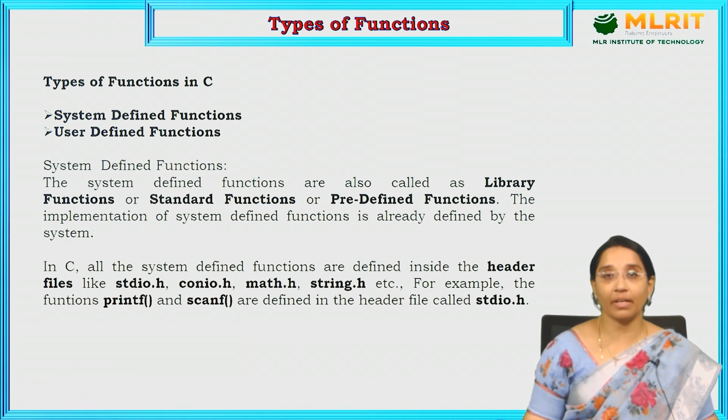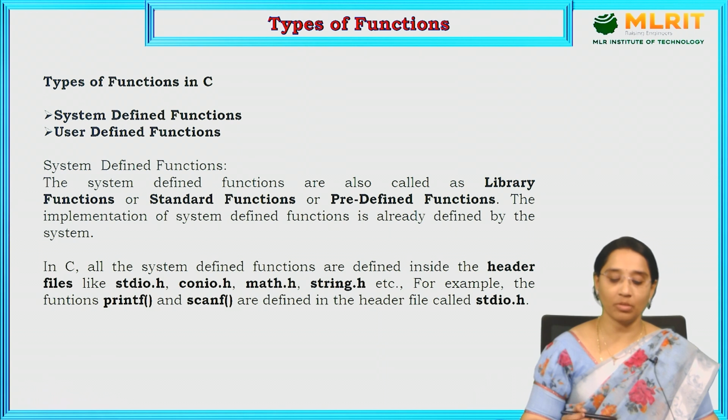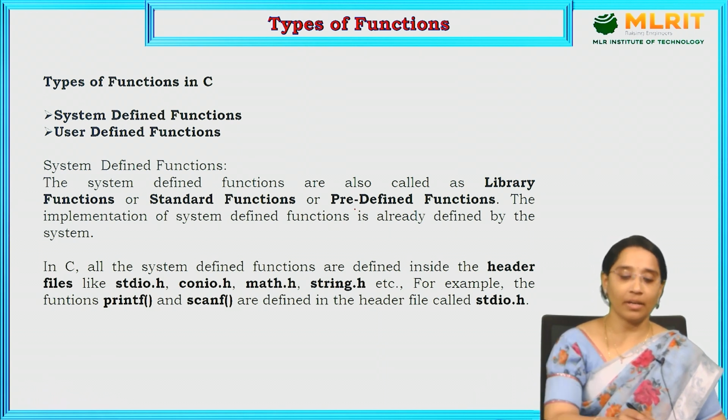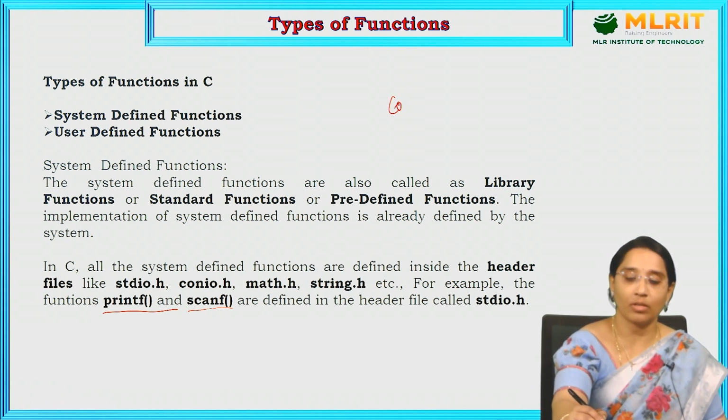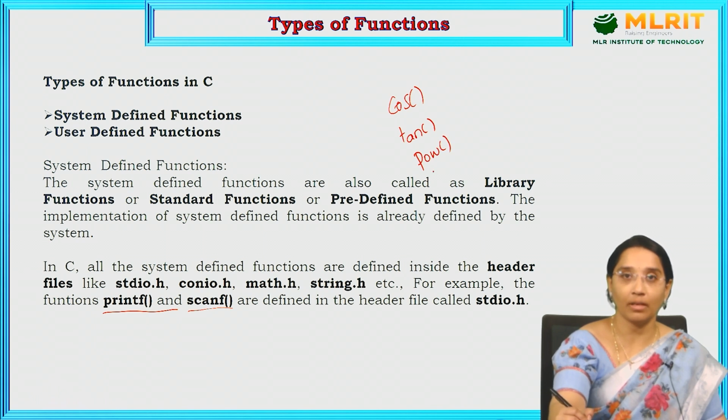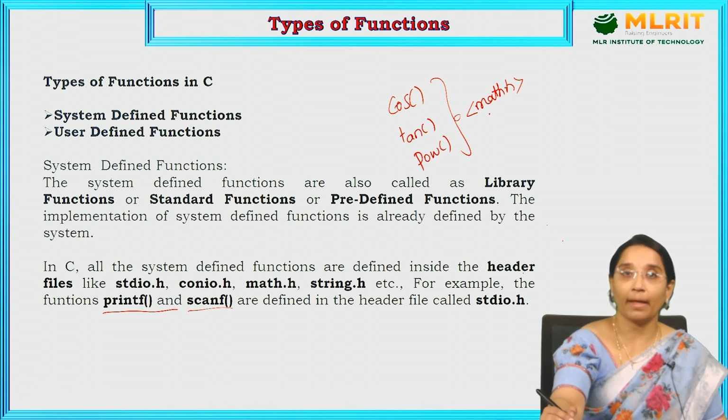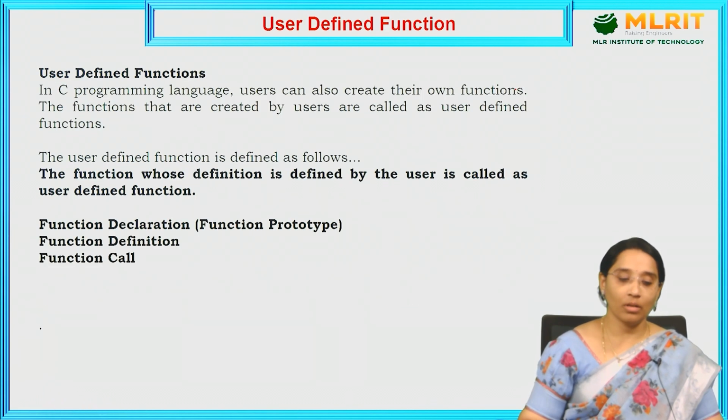Types of functions we have also seen: predefined functions and user defined functions. Predefined functions are already defined in the library, so whenever we need that specific code, you will get those functions from the library. For example, we have printf and scanf. Printf and scanf are the two basic predefined functions which we use regularly because they exist in the stdio.h header file. In the last session I also discussed cos, tan, and pow. These are mathematical functions, so they exist in the math.h header file.